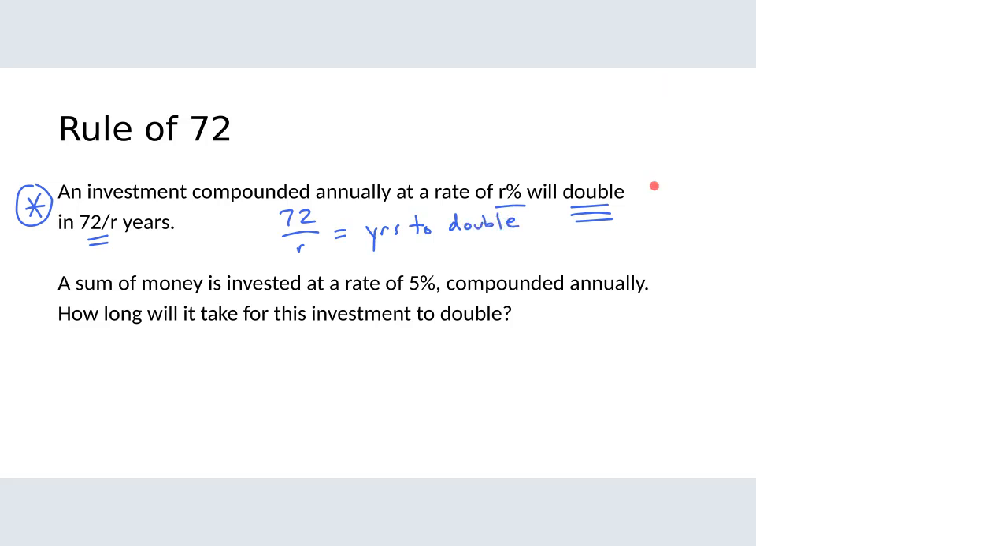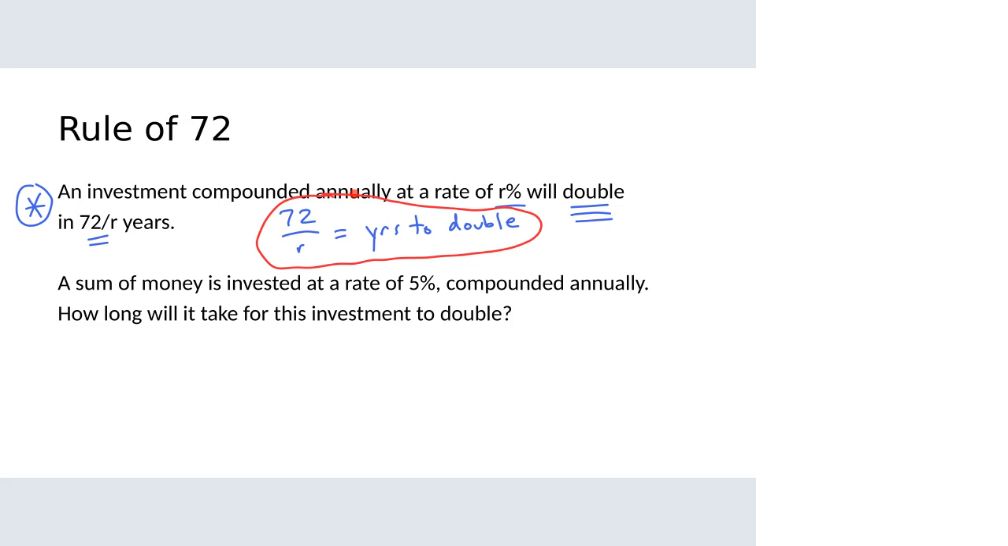This gives us a nice little formula here. And it's a really handy approximation that if you know the interest rate, you know how long it will take for an investment to double. A sum of money is invested at a rate of 5% compounded annually. How long will it take for this investment to double?